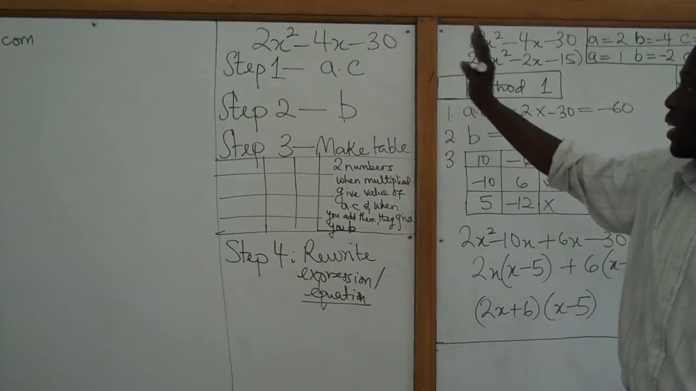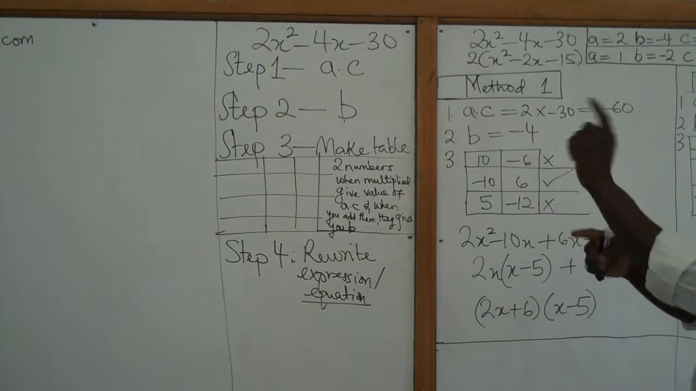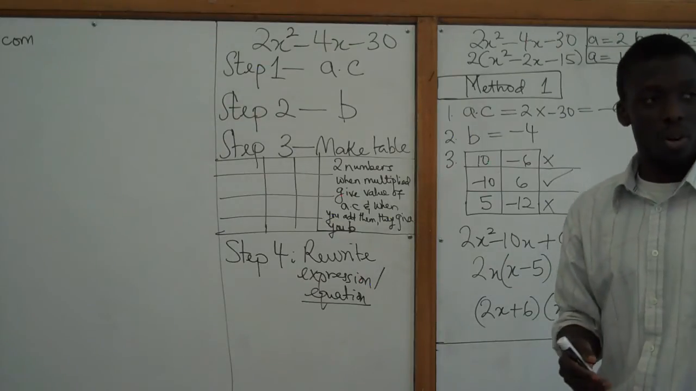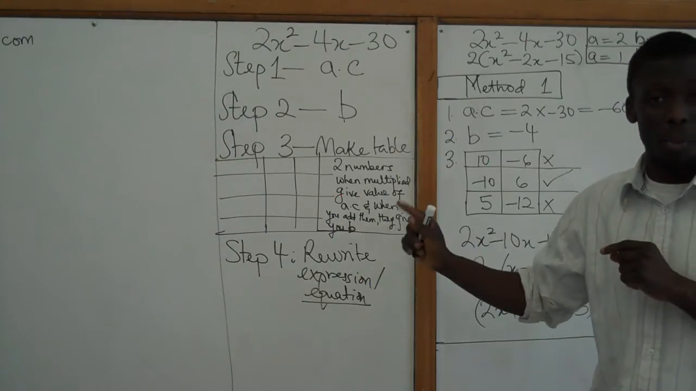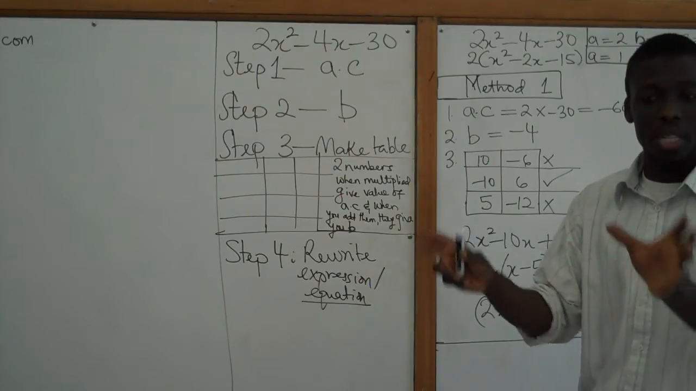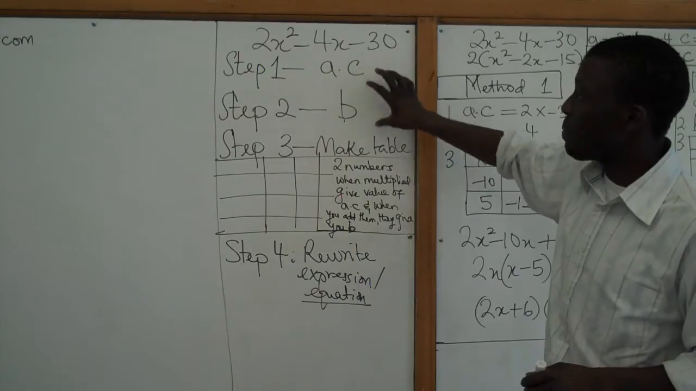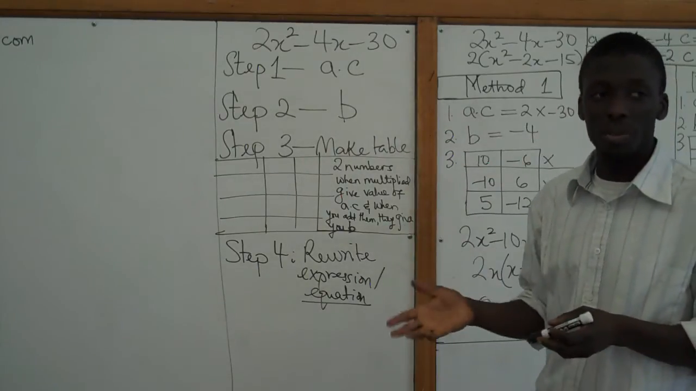Okay, quick, 2 questions. The first one: 2x squared minus 4x minus 30. Simplify that. There's 2 methods. Everyone hear that? There's 2 methods for solving this problem. I've used the 2 different methods, and I'm going to show you how. These are the step-by-step instructions for solving problems like this.